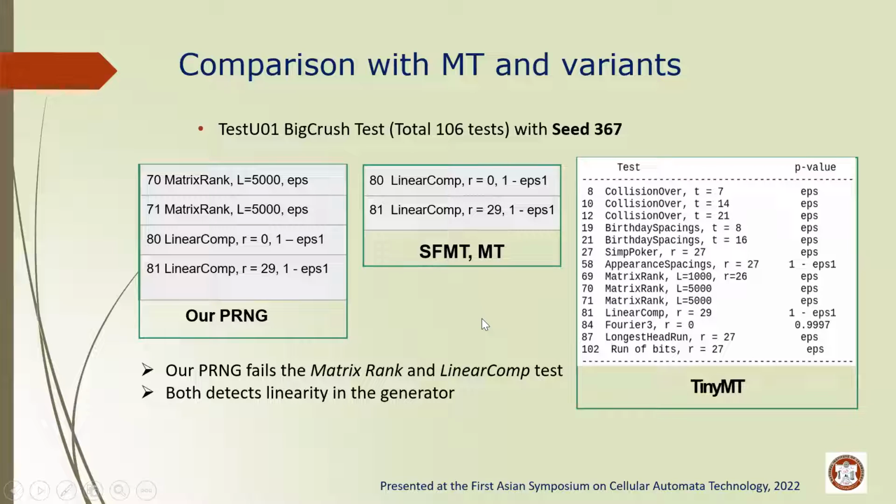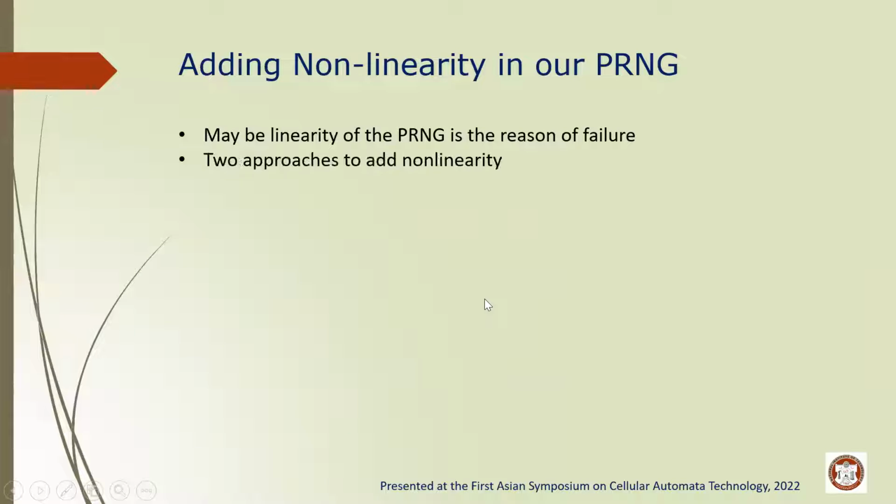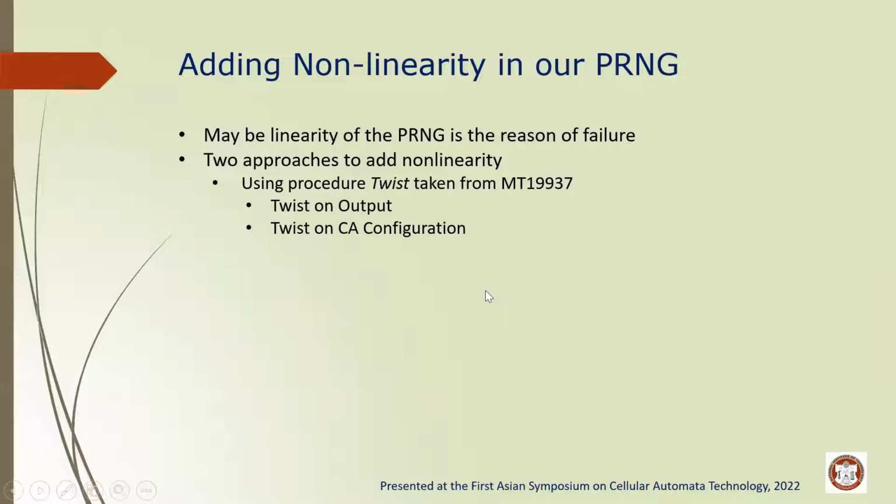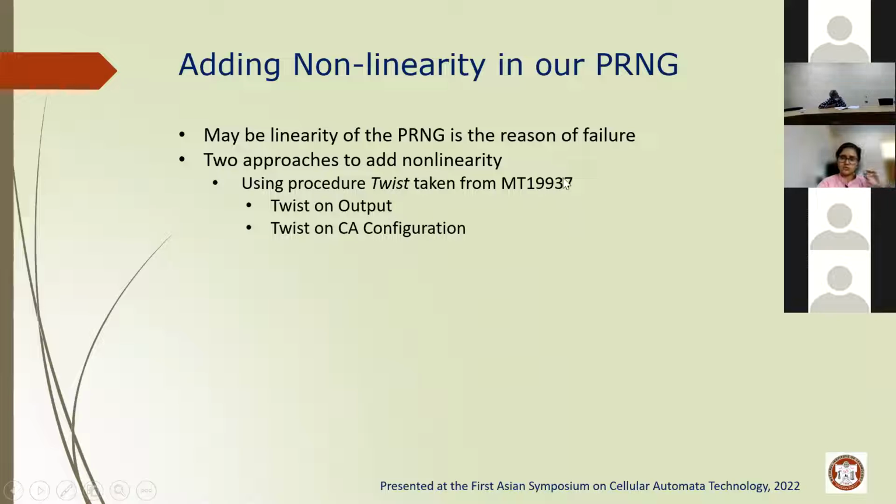So we thought maybe as we are taking the linear CA, that might be the problem. So we plan to add non-linearity in the PRNG. There were two approaches for this, and we took that from Mersenne Twister and we use the twist function in two different approaches.